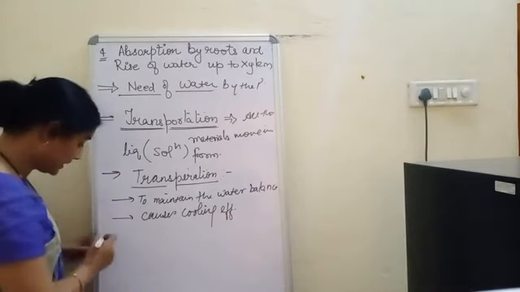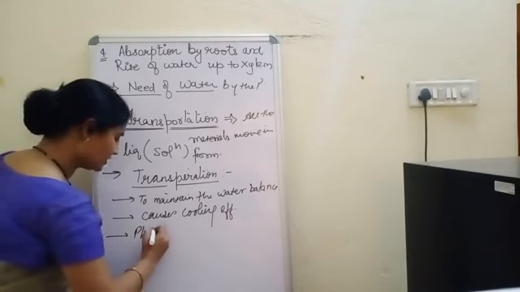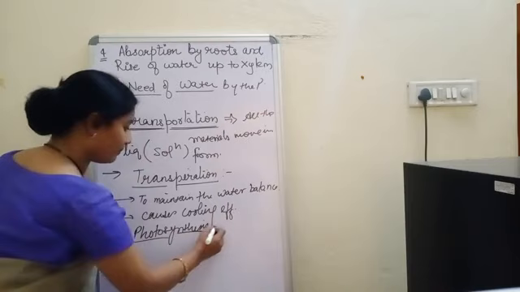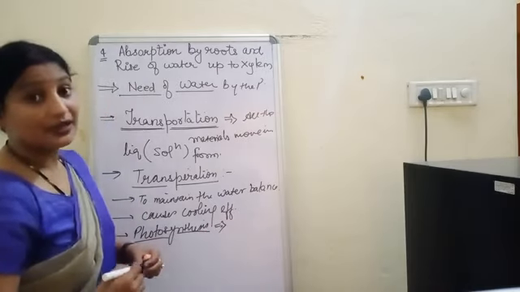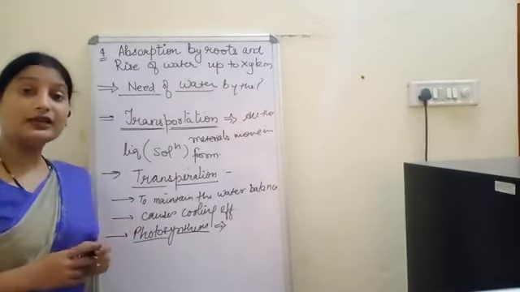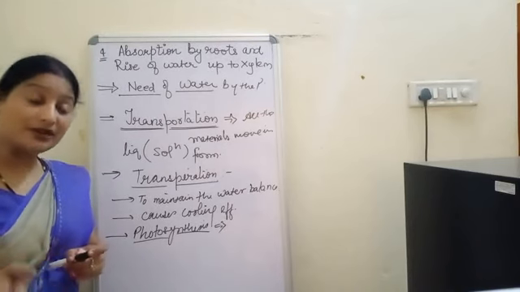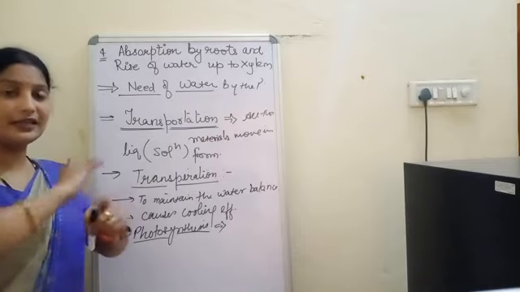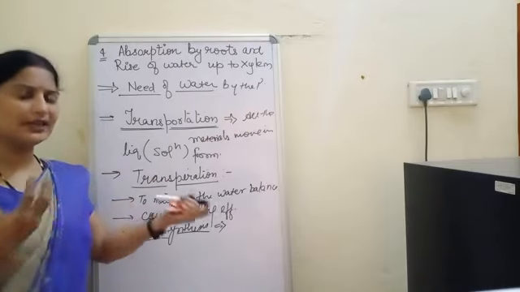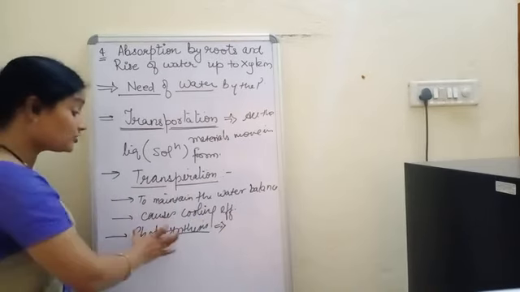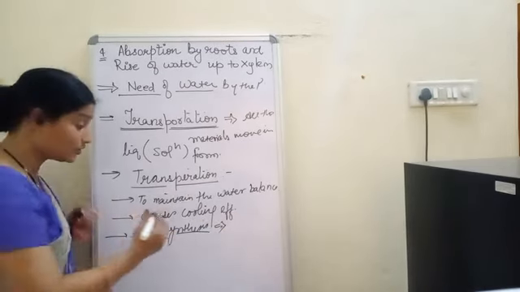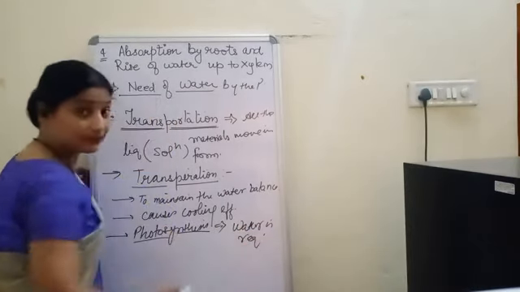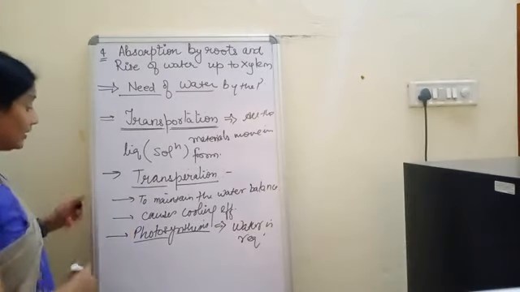Now what is the third need? And that is photosynthesis. You all know it very well that the plant prepares its own food with the help of water, carbon dioxide, minerals present in the soil, in the presence of sunlight inside the chlorophyll, and then they mix everything together and prepare the food. So this is called photosynthesis. So for the process of photosynthesis, water is required. Understood? So this is the third important reason.